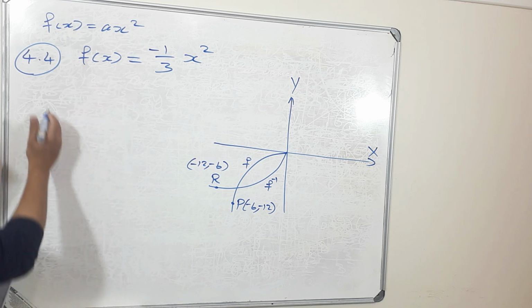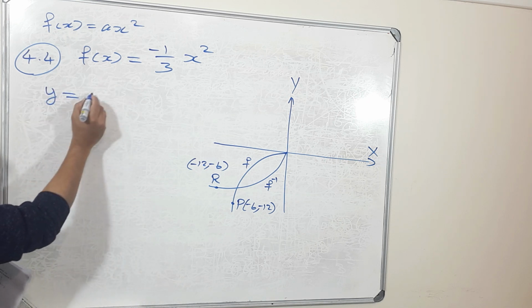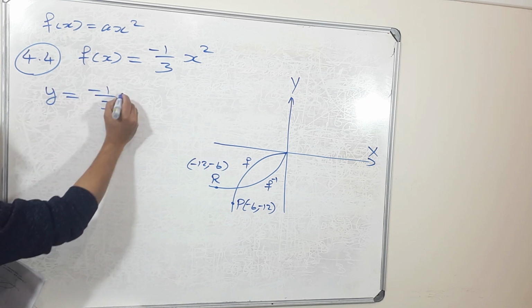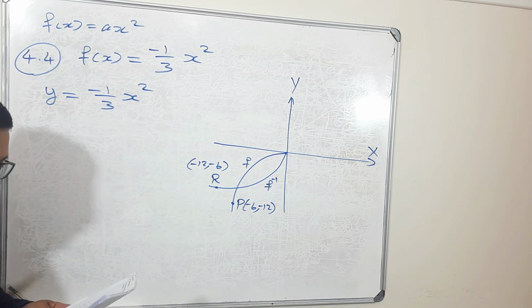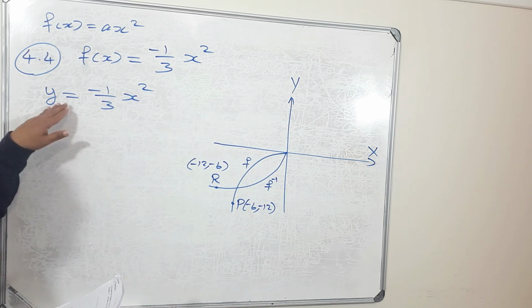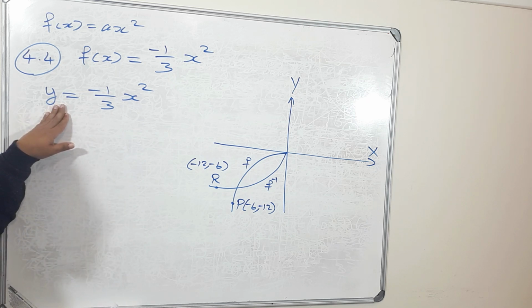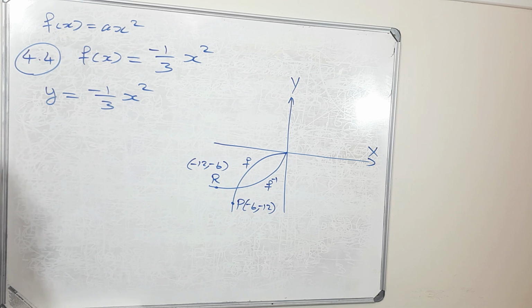Let me write that one. Y is equal to -1 over 3 x square. Now look at the question once more. Write down the equation of f inverse of x in the form of y is equal to. So this is f of x, and you have to write f inverse of x. So how can you write f inverse of x?